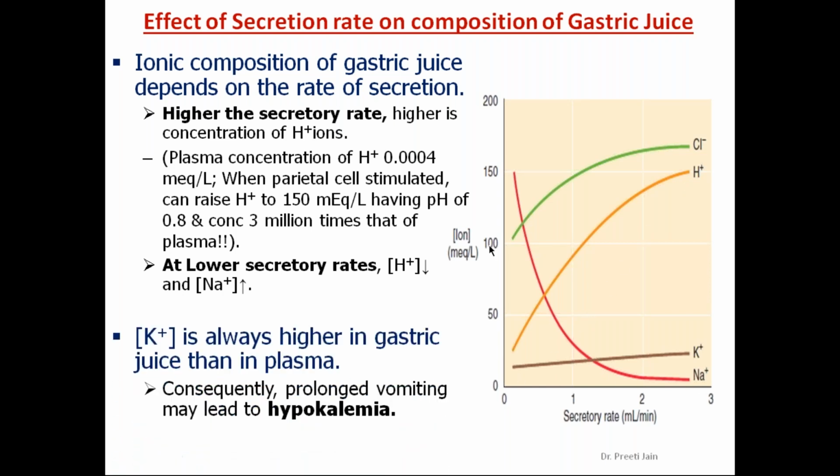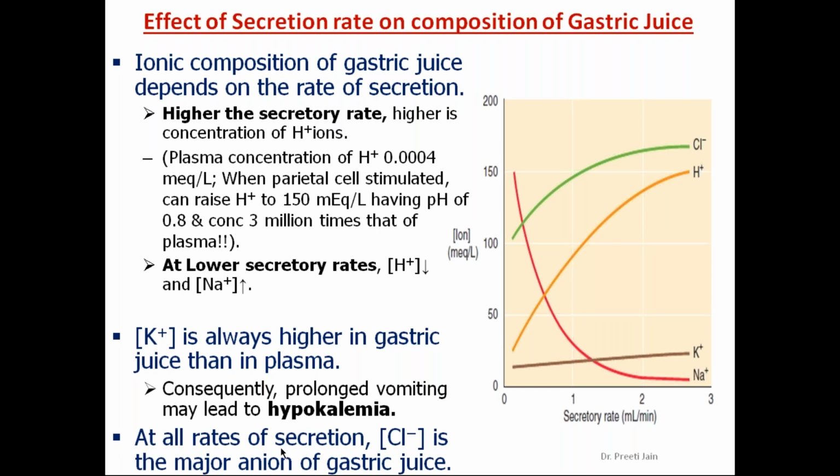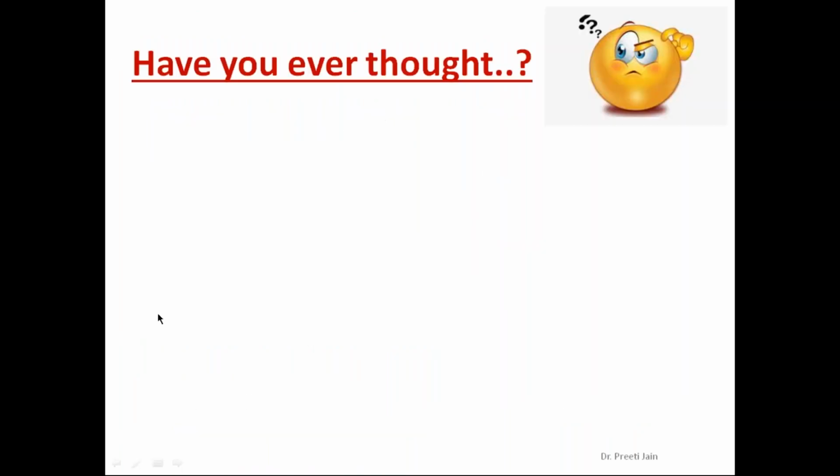I've already told you this. Potassium is always higher in gastric juice as compared to plasma, and therefore in conditions where there is prolonged vomiting, hypokalemia can occur, right? So again here, you can get it as an MCQ, or you can get "explain why hypokalemia occurs in cases of prolonged vomiting." This is the reason. At all rates of secretion, chloride is the major anion of the gastric juice. So all these things I've already told you.